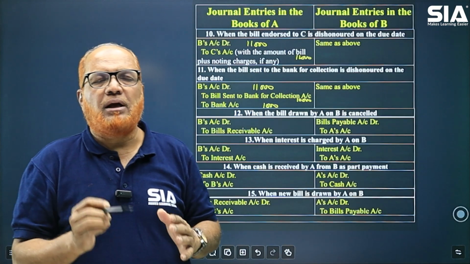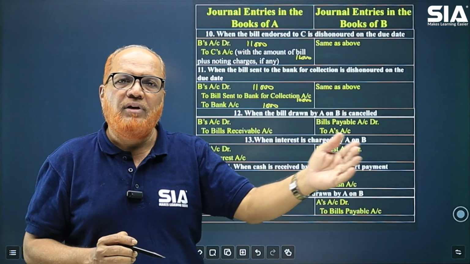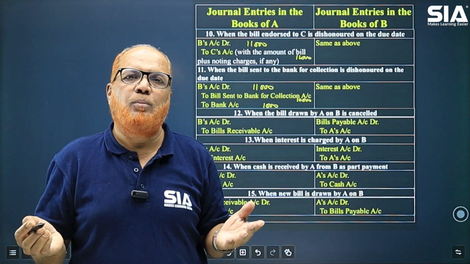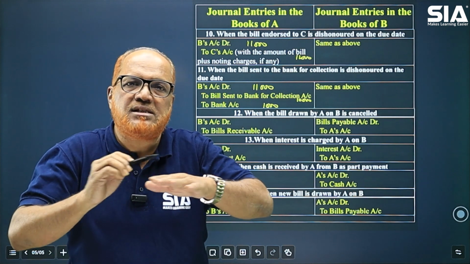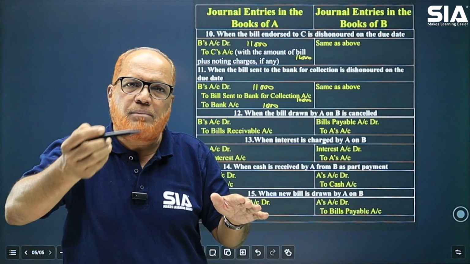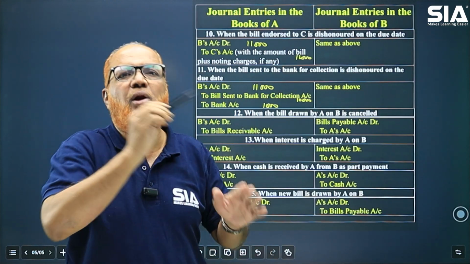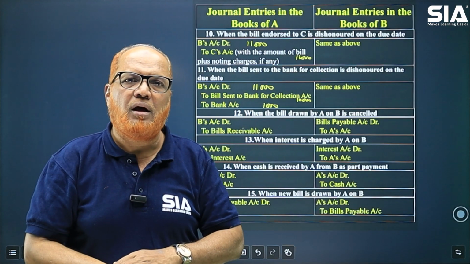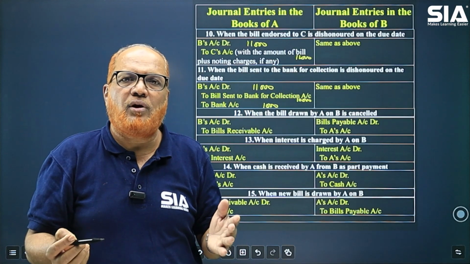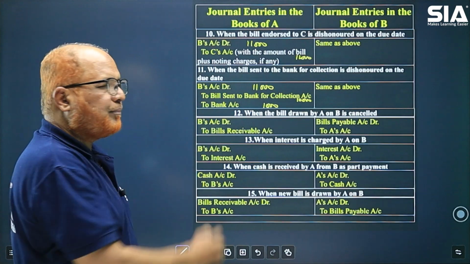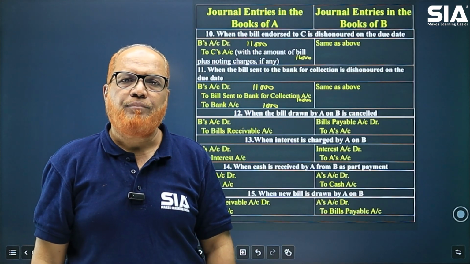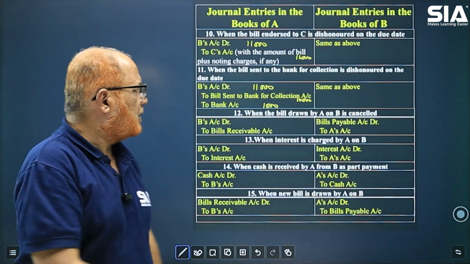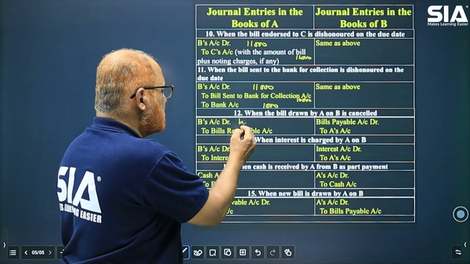Sometimes B, that is the drawee, will approach A and say that I cannot pay the amount on due date. Please cancel the old bill. I will pay some interest, then draw a new bill on me. That is called cancellation of old bill and drawing a new bill. So first of all, we want to cancel the old bill. So the entry will be B's account debtor to bills receivable, B's account debtor to bills receivable 10,000.